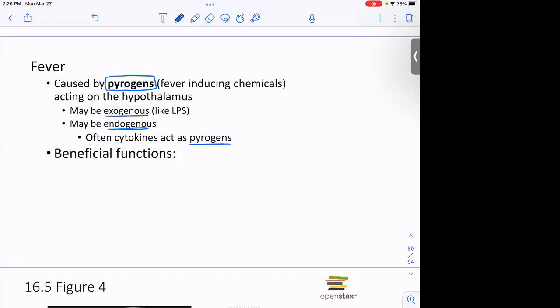Okay, so a little bit of fever, kind of short term, can be a good thing. When those pyrogens are acting without any damper on them, uncontrolled, then that can be a very dangerous thing. What are the beneficial functions of fever? It can inhibit the growth of a pathogen.